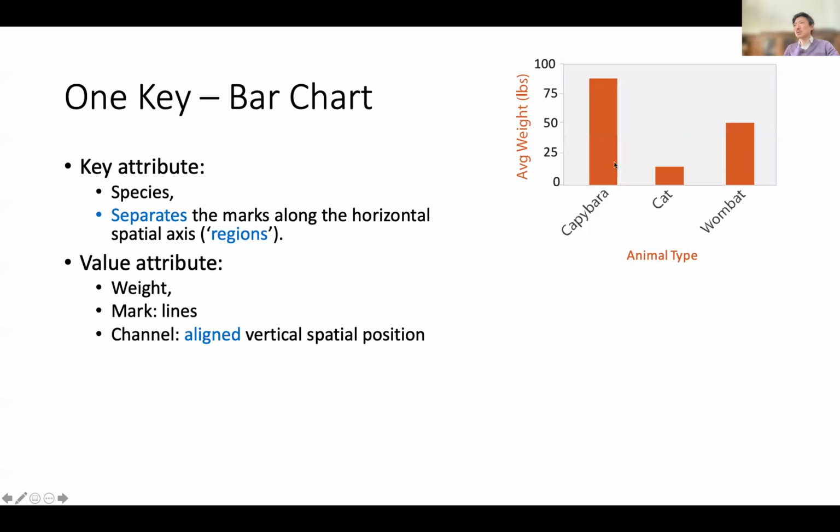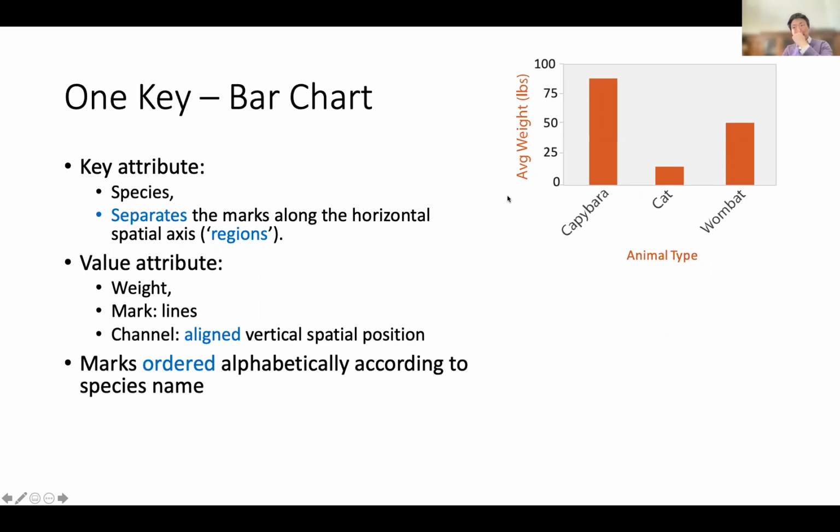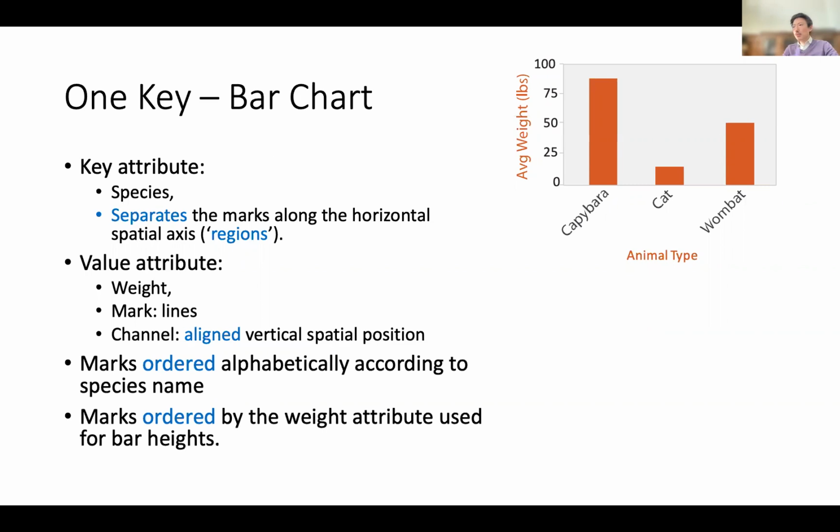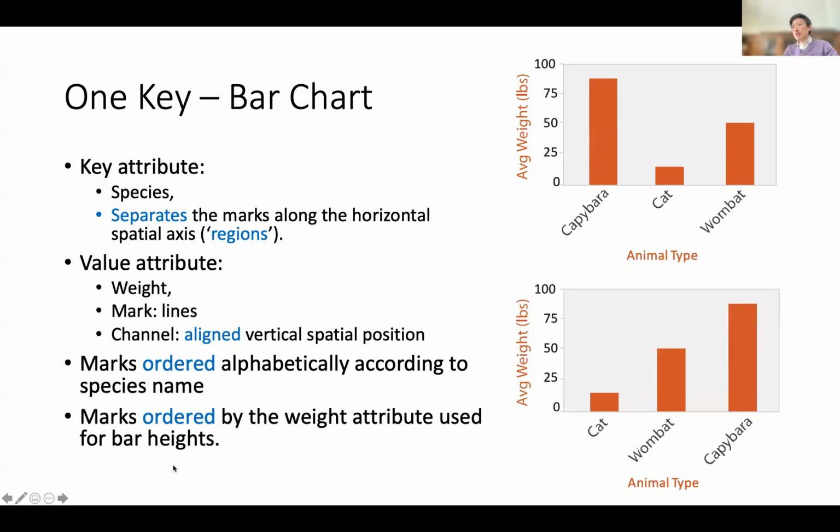Then in terms of channels, obviously the x position is also a channel, used to show the different categories. Essentially, the key here is a categorical value, and the vertical channel, the y-axis, is used to show a numerical or quantitative value, which is the weight. For the categorical value, you could potentially introduce some order, but by default, categorical values do not have any inherent order. For example, you can easily order the x-axis based on their weight, and then you have a completely different order.